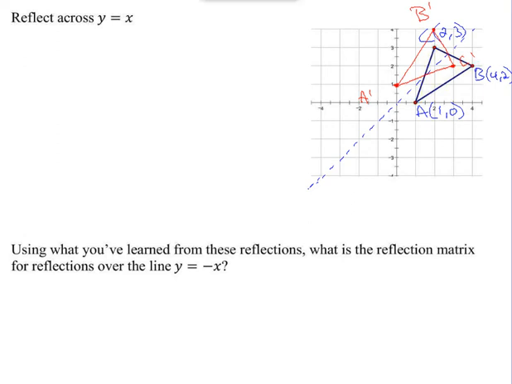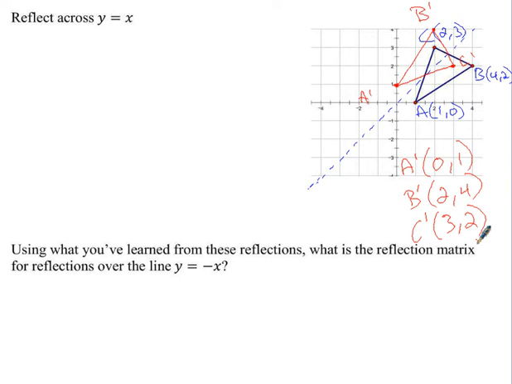All right, let's come up with the coordinates now for A prime, B prime, and C prime. Since this is so cluttered, I'm going to write them over here. A prime is (0, 1). B prime is (2, 4). And C prime is (3, 2). So, just like before, what happened with our coordinates to wind up with our new coordinates? We switched the x's and y's.